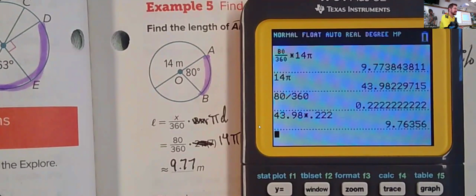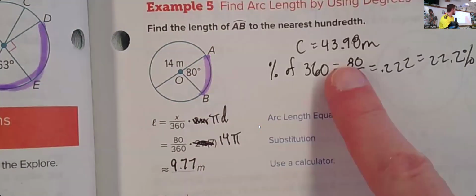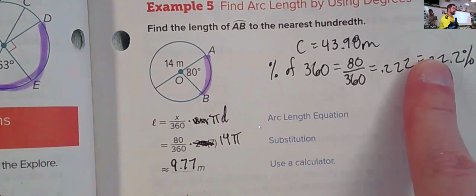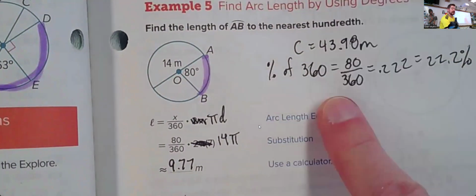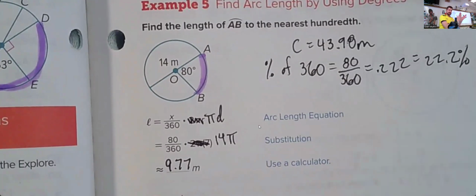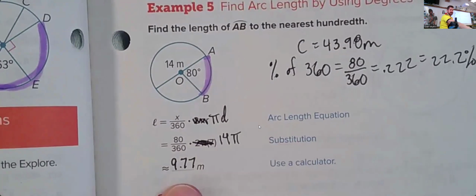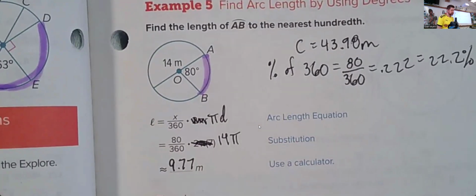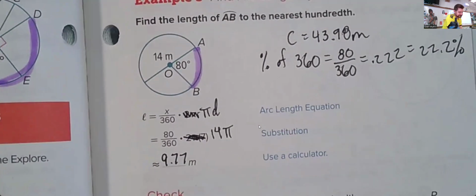The reason it's not exactly the same is that we rounded and estimated with those numbers. But that's what we're dealing with here. Figure out the circumference, figure out the percent that the angle takes up of the entire circle, and multiply them together. That's the formula, and it gives you the answer. So let's try the check step here.